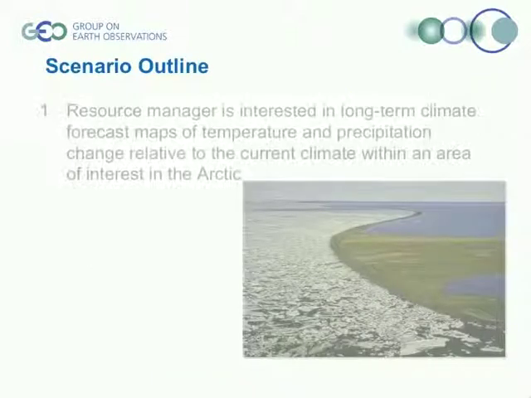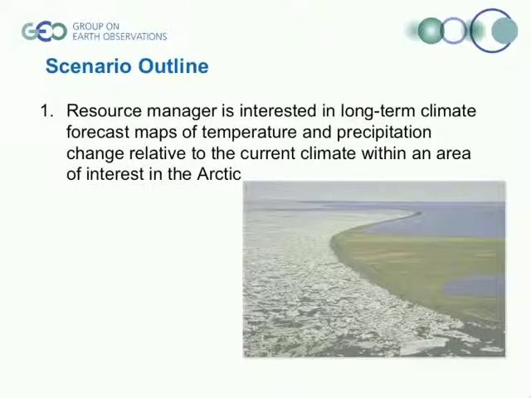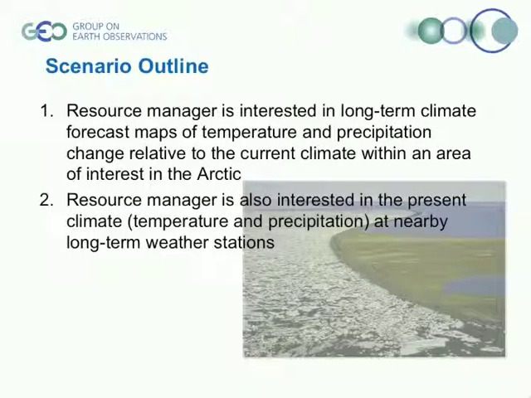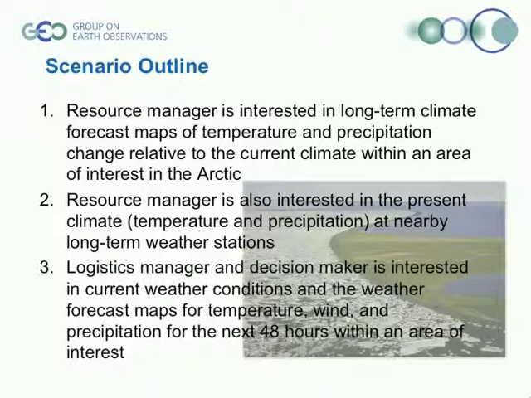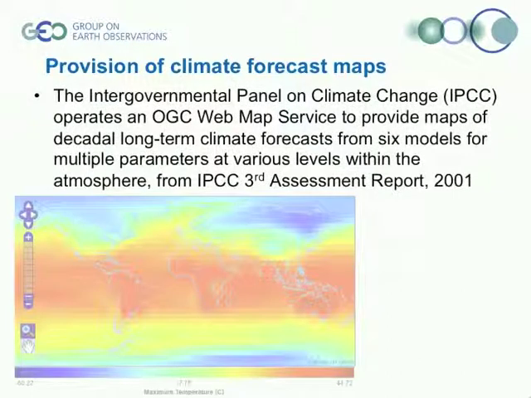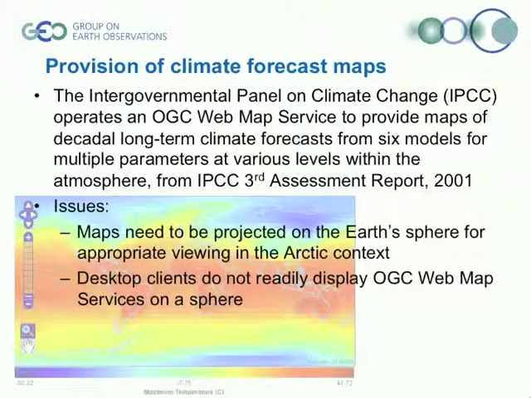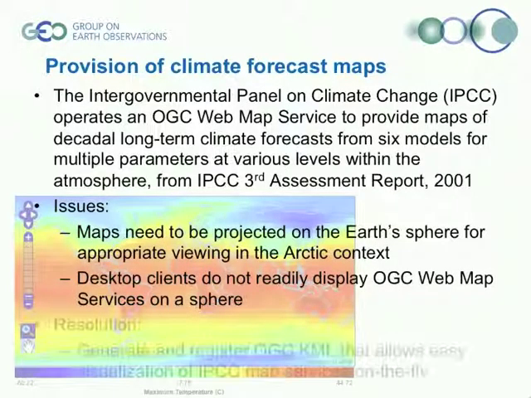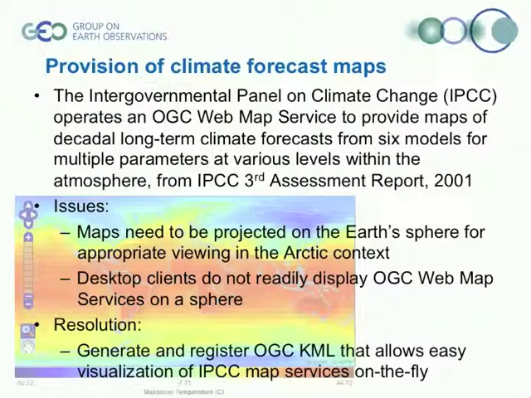Three perspectives include an interest in long-term climate forecast maps in the Arctic, visualization of climate normal at weather stations in the Arctic, and for logistics purposes, an understanding of current weather conditions and weather forecasts. Climate forecast maps were derived from the IPCC Web Map services of decadal long-term climate forecasts. These were wrapped as KML on Web Map services so that they could be projected for a global or polar view.